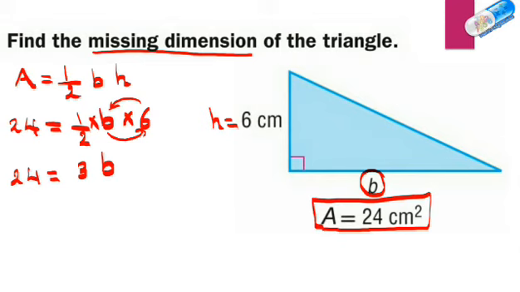Now you have an equation, and the unknown is B. It's a multiplication equation. So to get rid of the 3, we divide both sides by 3. If you can't remember, you can go back to the video on how to solve an equation. So this will be 8 equals B. So the base equals 8, so B equals 8 centimeters.